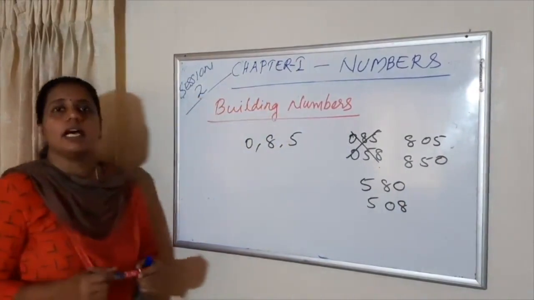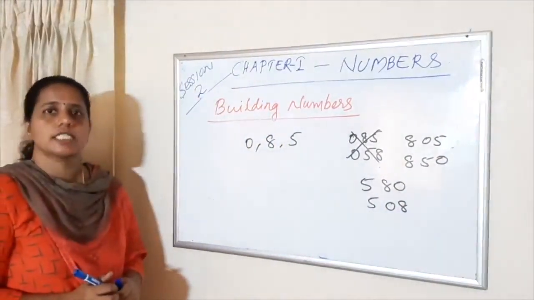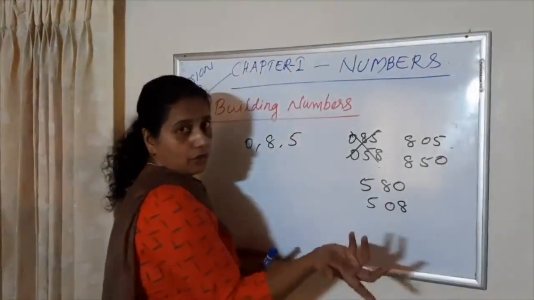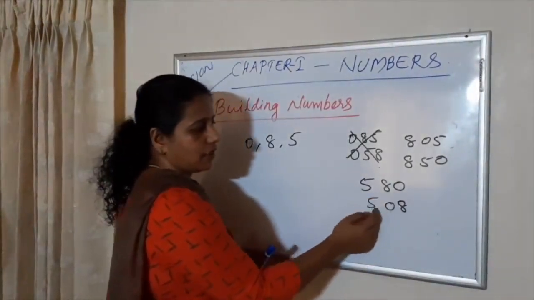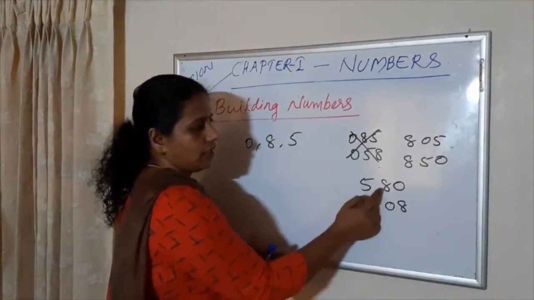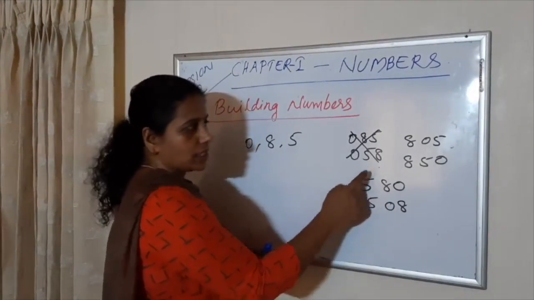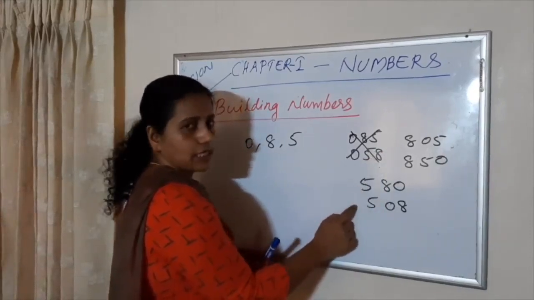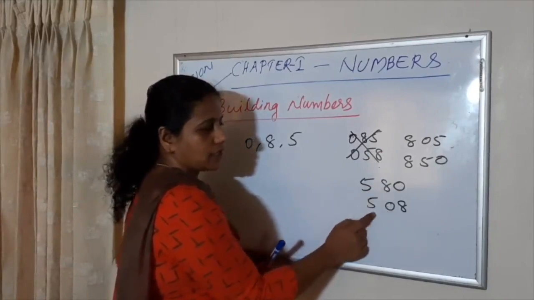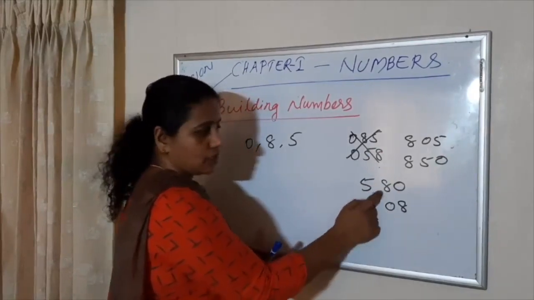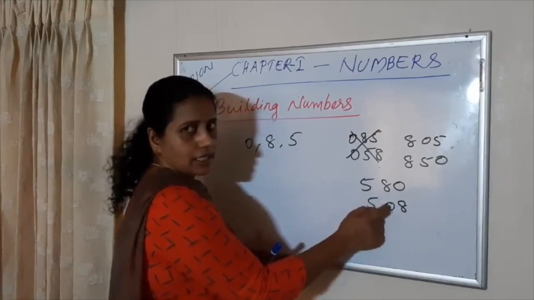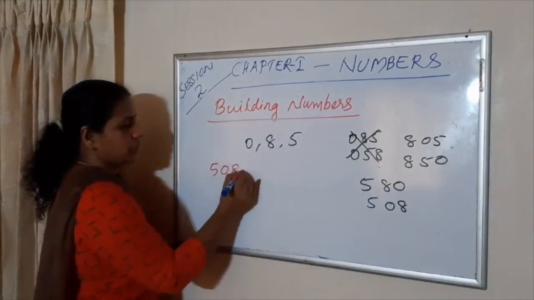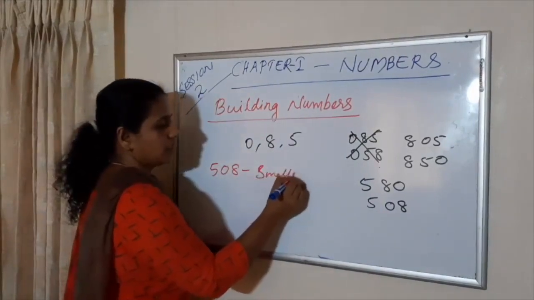Now tell me which is the greatest 3-digit number and which is the smallest 3-digit number among these given numbers. Now you can compare it easily. That is 580 and 508, both start with 5. Now consider these two numbers. Then 580 is greater than 508, because 8 is greater than 0. So which is the smallest number? 508 is the smallest number.